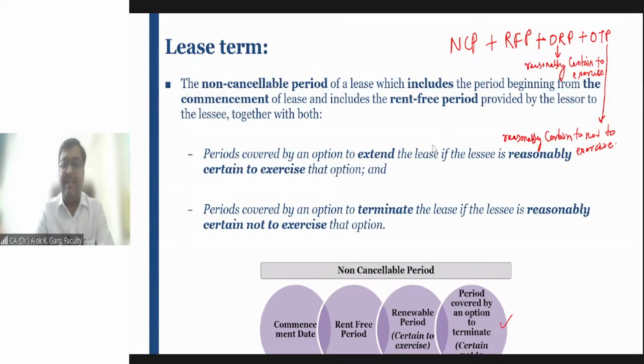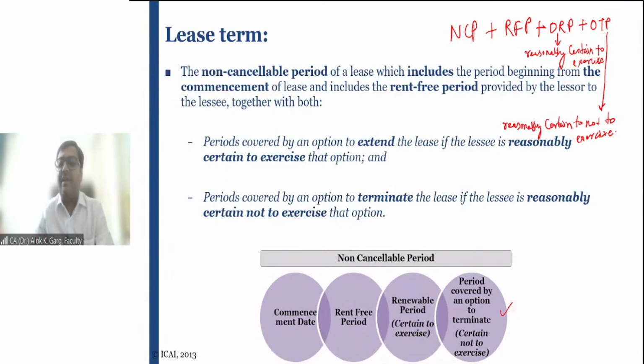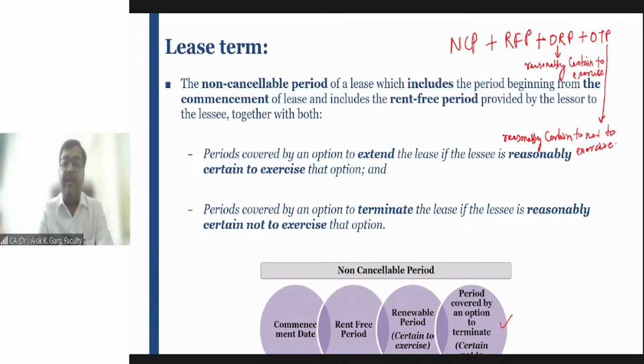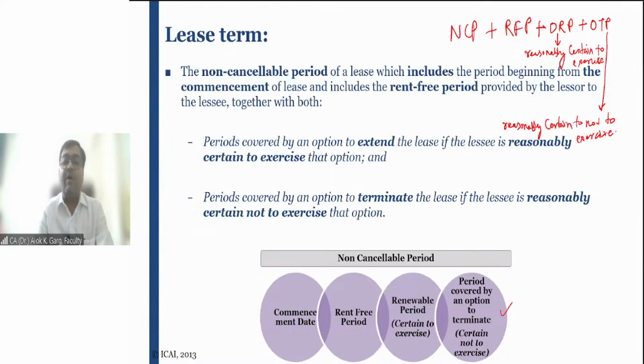The lease term includes the non-cancelable period, right? In the contract, there is a lock-in. It consists of the non-cancelable period. It consists of the rent-free period. Plus, it also consists of the optional renewable period where the lessee is reasonably certain that yes, the lessee is going to avail that renewal period. Plus, it also includes the optional termination period if the lessee is reasonably certain that the lessee is not going to avail the termination period, right? So these are the four periods: NCP, RFP, ORP, and OTP. These are the four periods which have to be considered while computing the lease term, right?